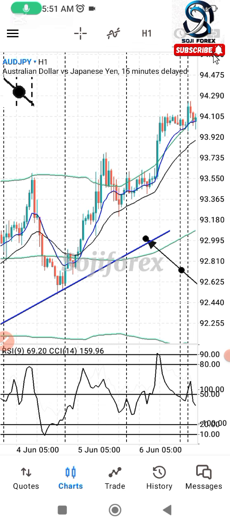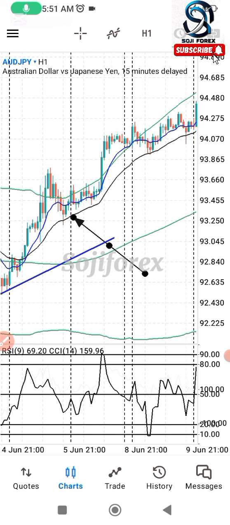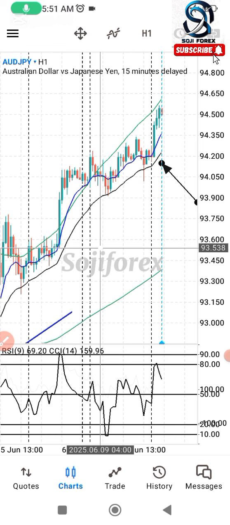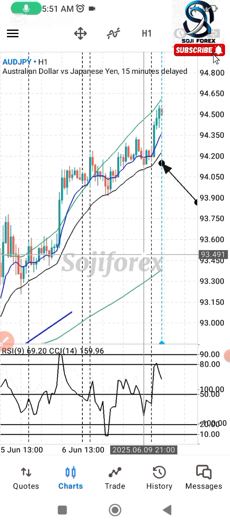You can as well use your moving average to also get additional entries. When price pulls back to it and gives you a candlestick signal, you will now make your entry. So here again we have another beautiful entry.